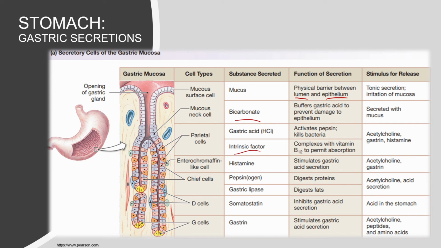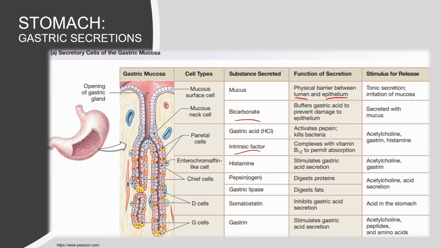Vitamin B12 actually combines with intrinsic factor in the stomach and goes to the ileum and is absorbed there. As I've told you before, vitamin B12 is very important for DNA synthesis, and if we have vitamin B12 deficiency, it can lead to megaloblastic anemia with neurological conditions.